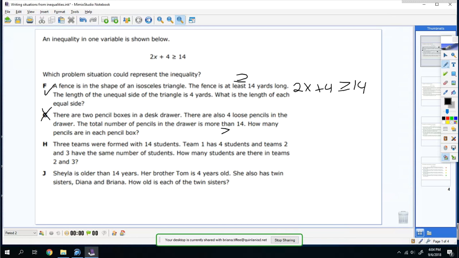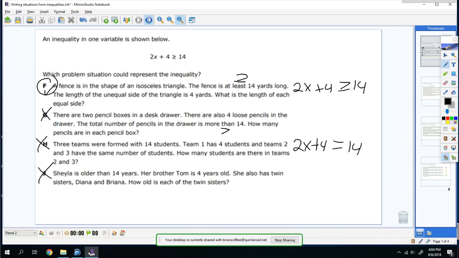Okay, 3 teams were formed with 14 students. Team 1 has 4 students. Team 2 and 3 have the same number of students. How many students are there in teams 2 and 3? Okay, this would actually be 2x plus 4 is equal to 14. That's not an inequality. Sheila is older than 14 years. Her brother Tom is 4 years old. She has twin sisters, Deanna and Brianna. How old is each of the sisters? Okay, that does not give you enough information to write anything. That's wrong. So the answer is F.